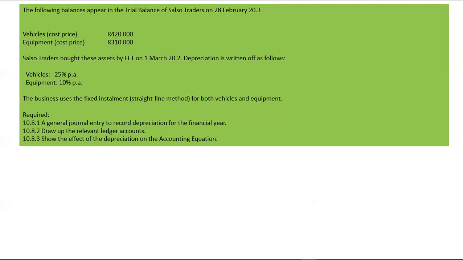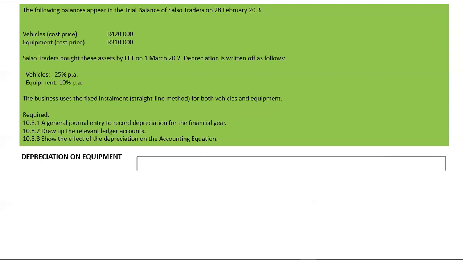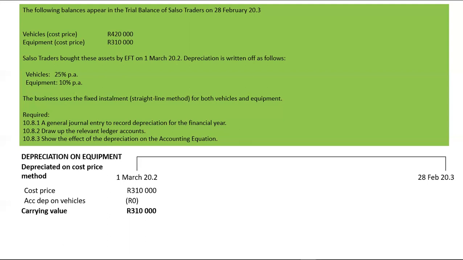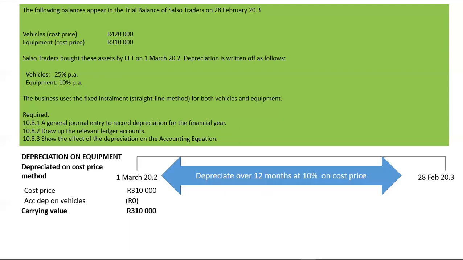On equipment it is the same scenario. We don't have accumulated depreciation because it is new, so the carrying value will be the same as the cost price. When you calculate depreciation, you just take the cost price and multiply it by the depreciation rate of 10%, and that will give you 31,000.